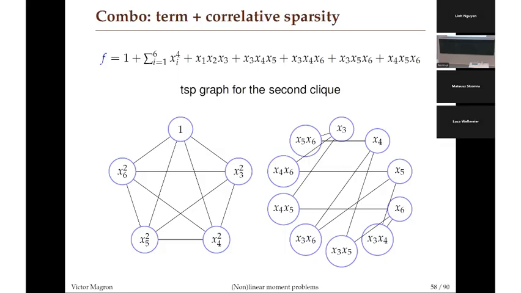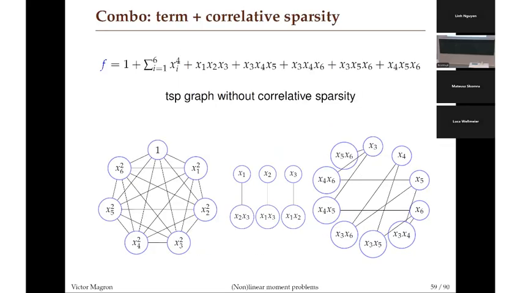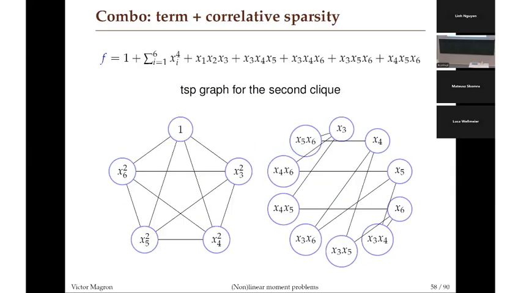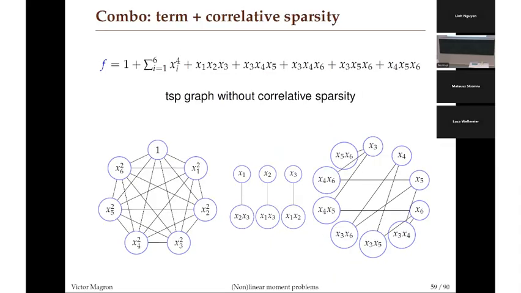So for the first click, for the second click, and yes, okay. So this is the graph that I applied. Now, if I only use term sparsity, this is the graph I obtain. So it's worse than the thing I showed before. I mean, I don't know if you trust me, but it's worse. There are much more edges.